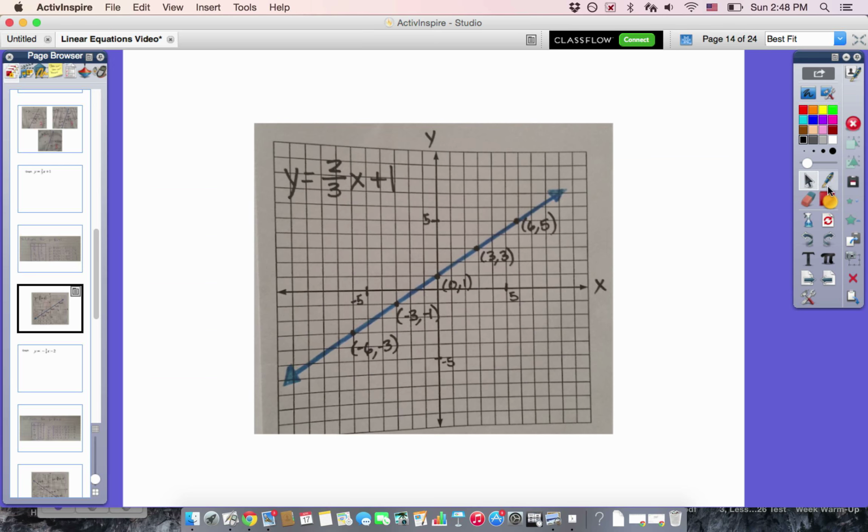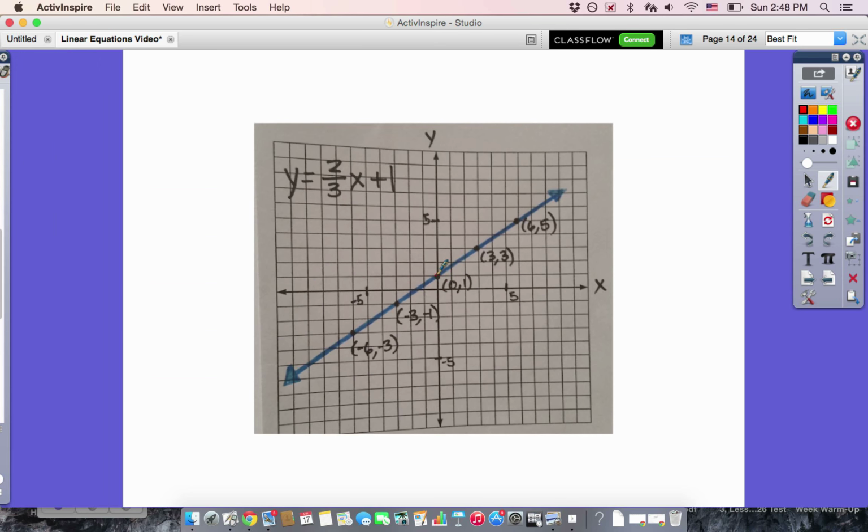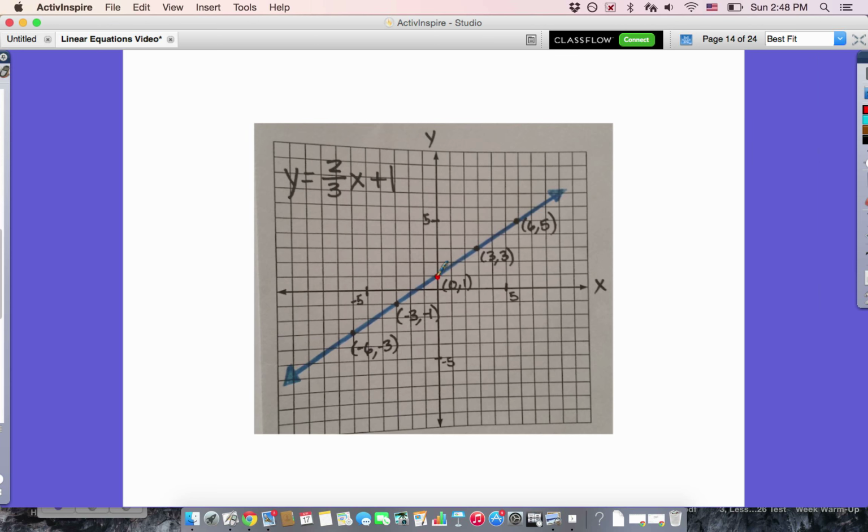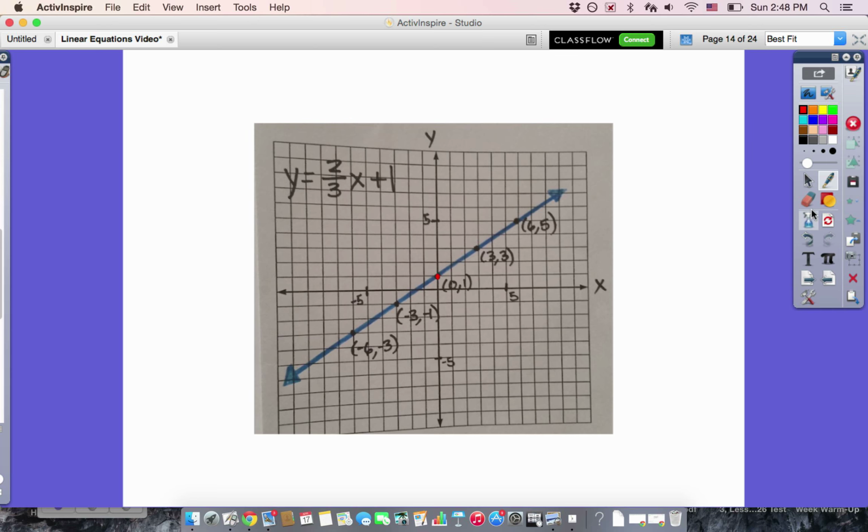Okay, so I want you to see, where is the y-intercept? Okay, here's our y-intercept. So again, the y-intercept is just where our line intercepts the y-axis. So pretty much, where does the line cross the y-axis? And this is where it crosses. So our y-intercept here is (0, 1). I want you to think about, how does our y-intercept relate to our equation?